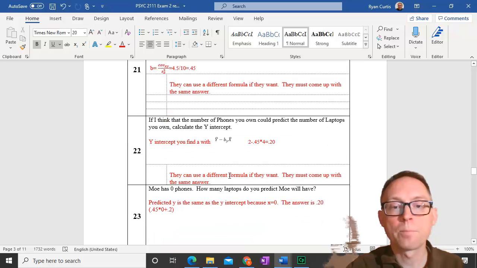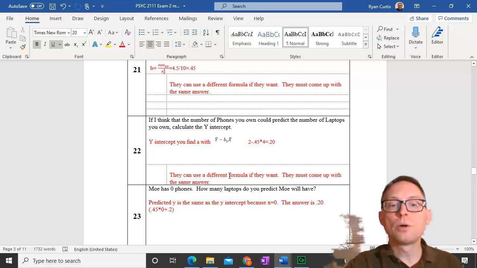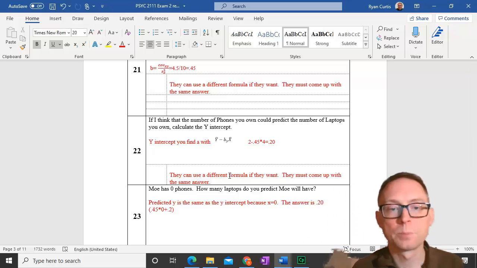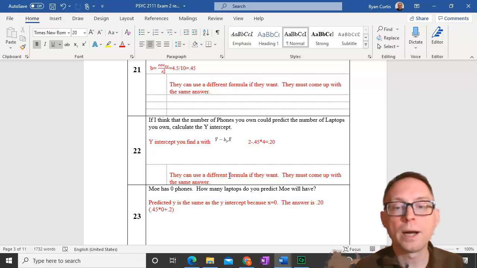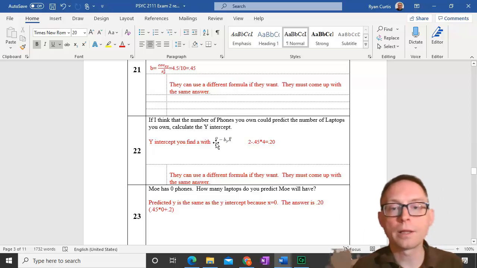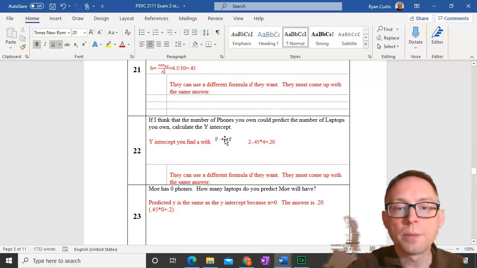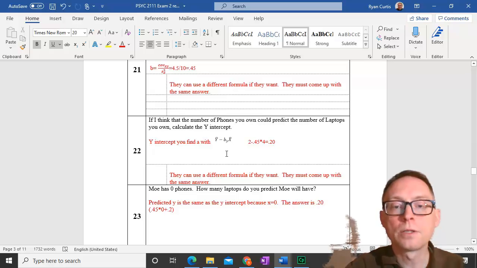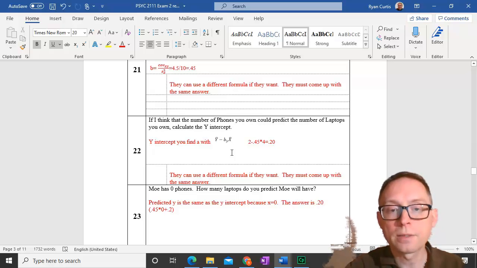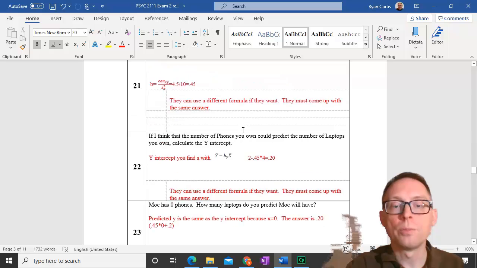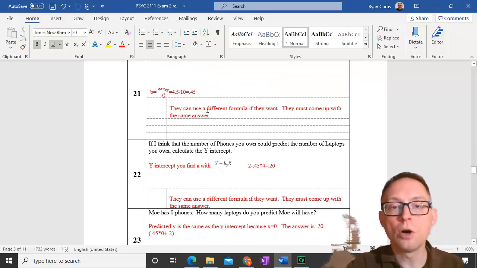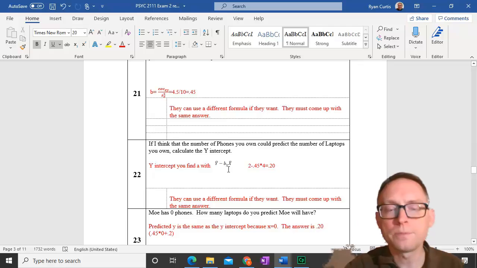22. If I think that the number of phones you own could predict the number of laptops you own, calculate the Y-intercept. All right, well, let's calculate the Y-intercept. In order to do this, we take the mean of Y minus the slope times the mean of X. In this case, Y is going to be laptops and X is going to be phones. So what we want to predict is laptops. That means it's going to be Y, right? So then we need the mean of laptops minus the slope. We just calculated that slope, 0.45, times the mean of phones.